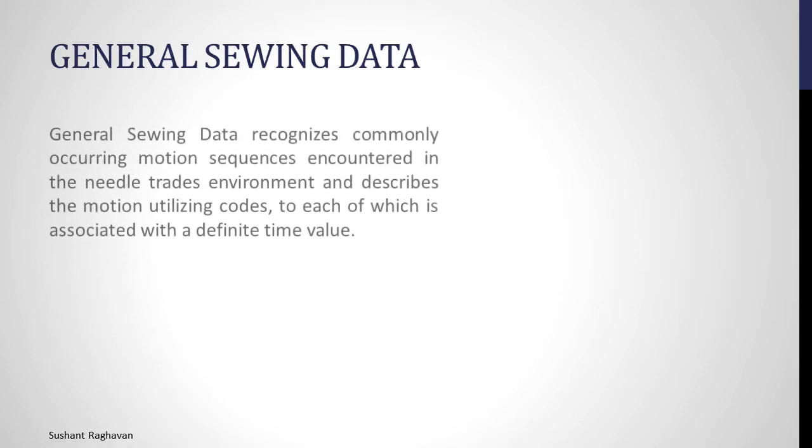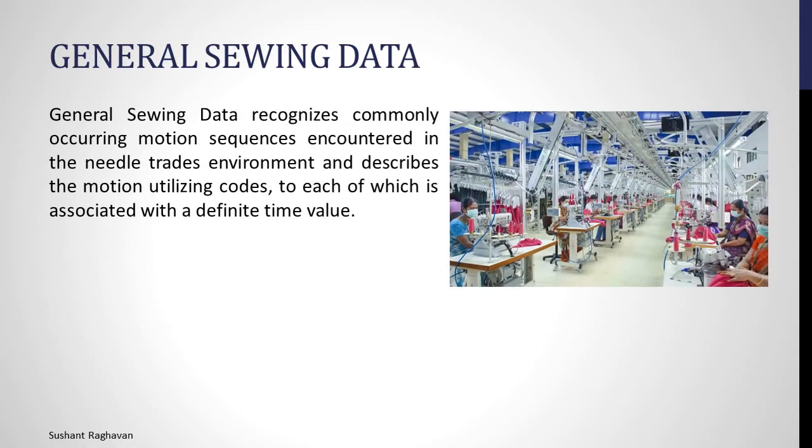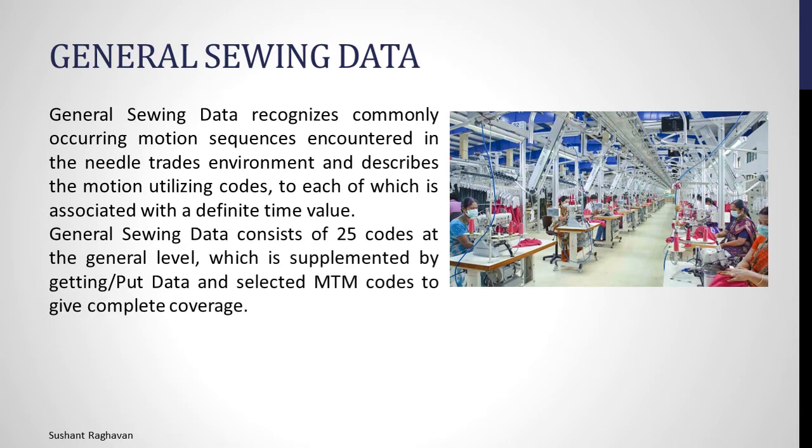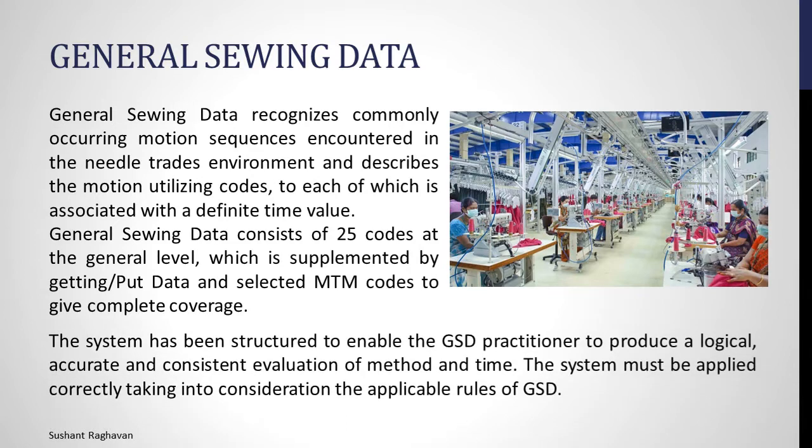General Sewing Data recognizes commonly occurring motion sequences encountered in the needle trade environment and describes the motion utilizing codes, each of which is associated with a definite time value. General Sewing Data consists of 25 codes at the general level, which is supplemented by get and put data and selected MTM codes to give complete coverage. The system has been structured to enable the GSD practitioner to produce a logical, accurate and consistent evaluation of method and time. The system must be applied correctly, taking into consideration the applicable rules of GSD.